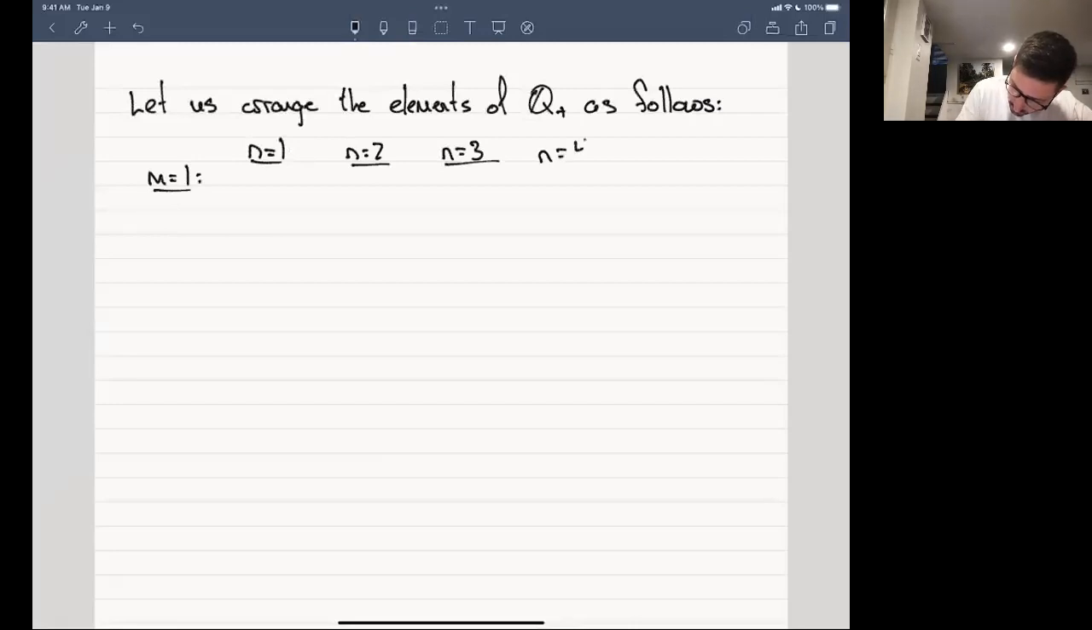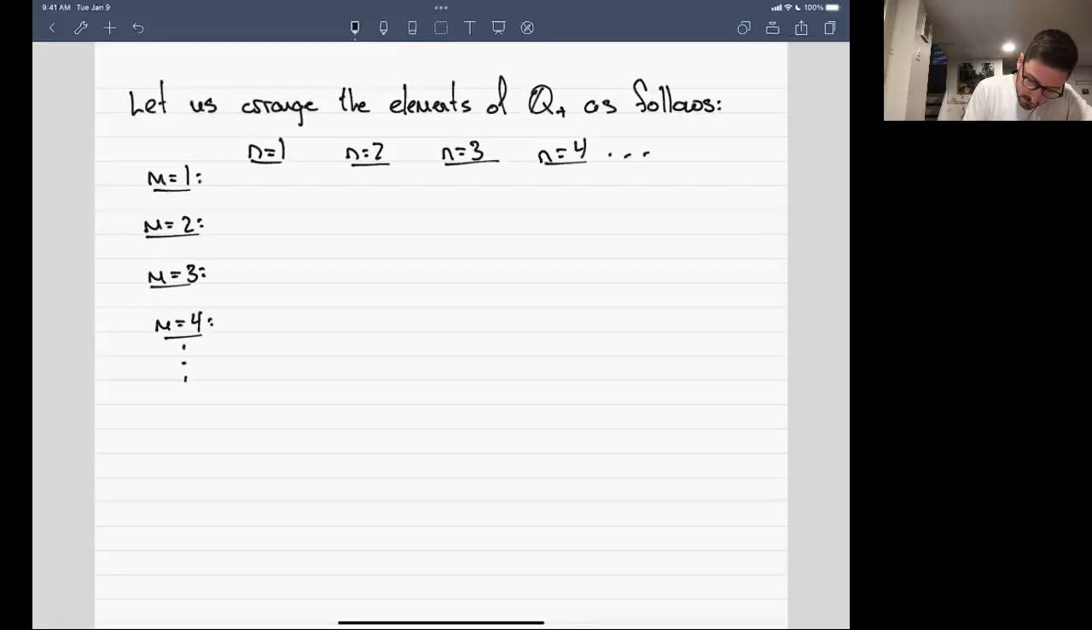N is equal to 4, and I'll just do that for now. And I'll say m is equal to 2 here, m is equal to 3 here, m is equal to 4 here, and so on and so forth. Now I get to pick every possible natural number. So this is an infinite matrix, if you want to think of it that way.